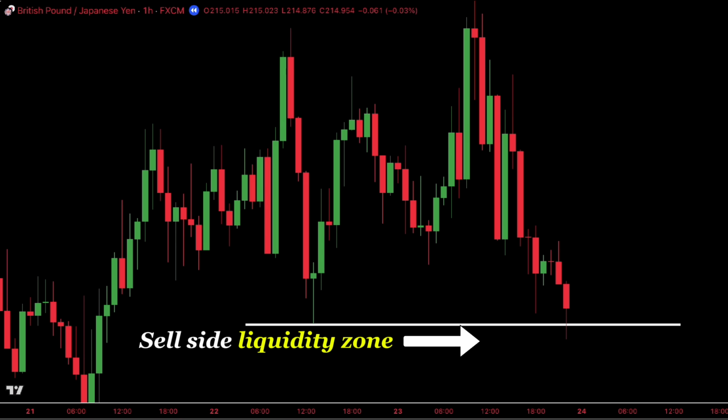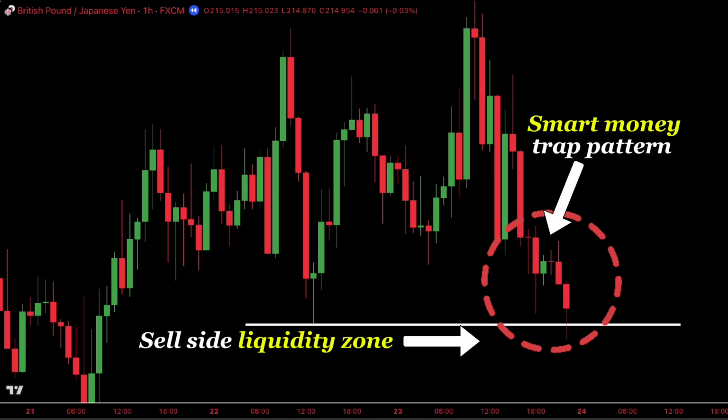At the same time, others place buy orders, anticipating a move upward. Now look at what happens next. Price retraces back to this level, and as it reaches it, a smart money trap pattern forms.